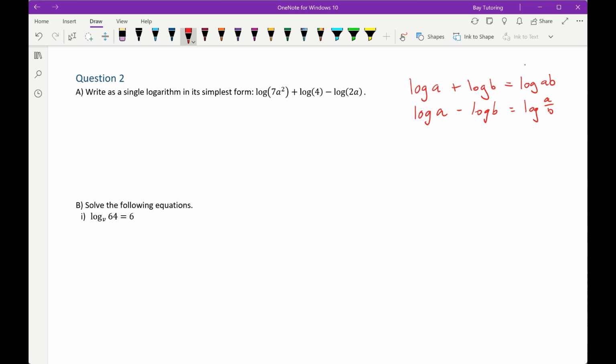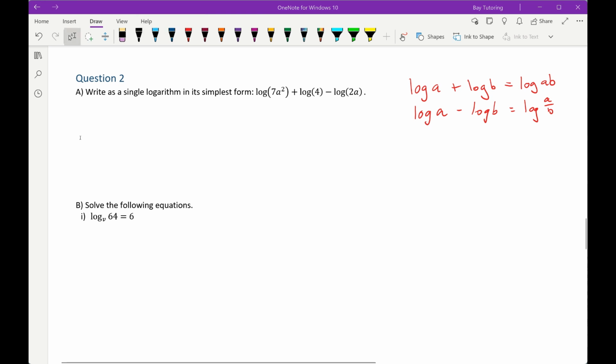You'll notice there's no base written, so a base would be a little number down here. There's no number written here, which means these are all logs of base 10, otherwise known as common logs, which are the ones that you can do in your calculator using the log button. So these all have the same bases, so that means we can apply these rules.